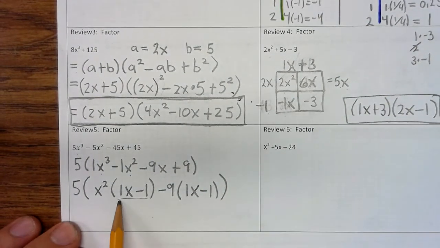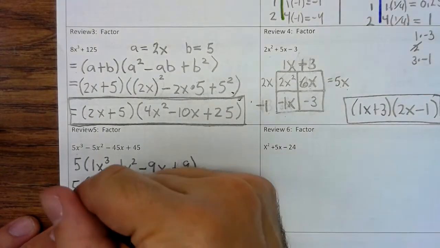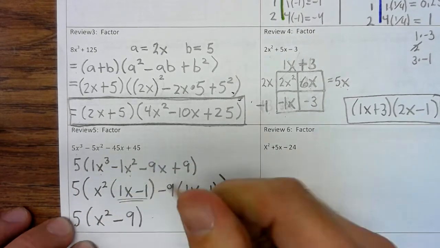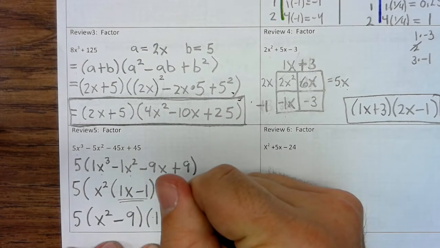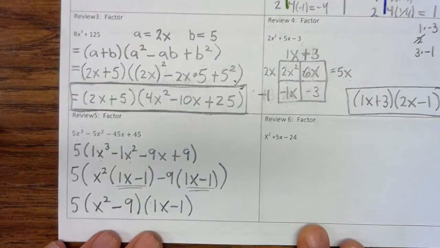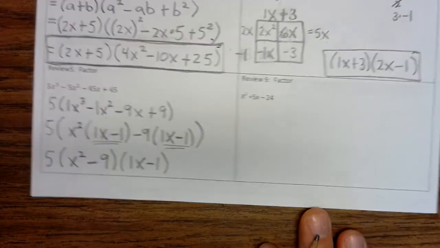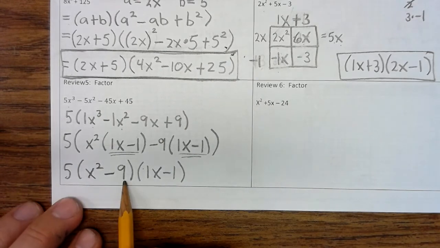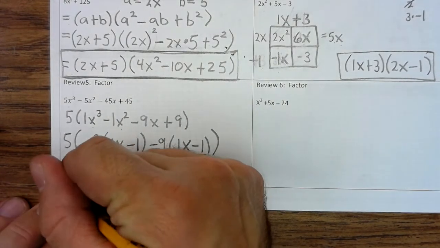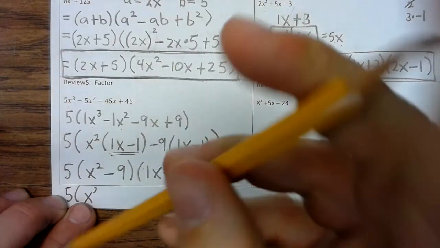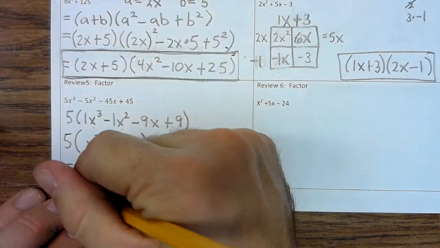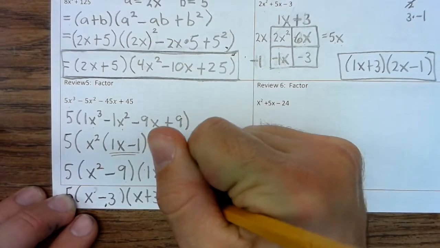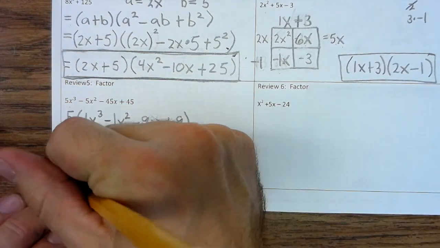Now you factor by grouping correctly if these two are the same, which they are. So now we have 5 times x squared minus 9 times 1x minus 1. Now the last step is you look to factor out the greatest common factor or factor a difference of squares. In this case, the square root of 9 is 3. So this can be written as 5 times x minus 3 times x plus 3 times 1x minus 1. And I can put a 1 back in front of there.